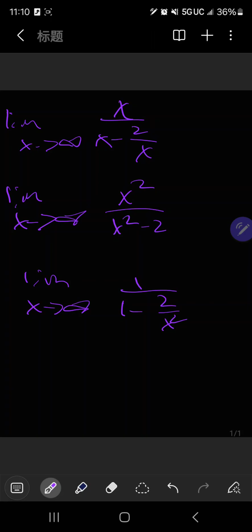Now, as x approaches infinity, we can see that 2 over x squared is just approaching 0. So it's going to be 1 over 1 minus 0, and therefore it equals 1. So that's our limit. The limit is 1.